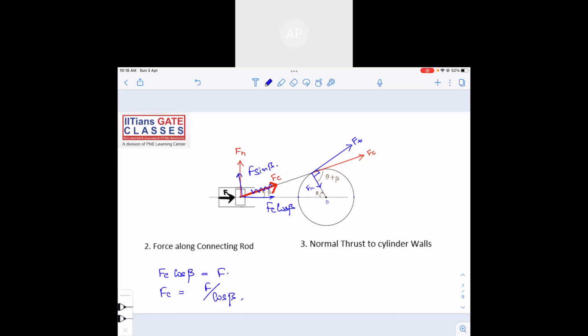Now the normal thrust to the cylinder, that is Fn. I can say Fn is equal to Fc sine beta. Now Fc is equal to F by cos beta. So if you substitute the value of Fc, that is F by cos beta, Fn will become F sine beta by cos beta, that is equal to F tan beta. So this is the formula.